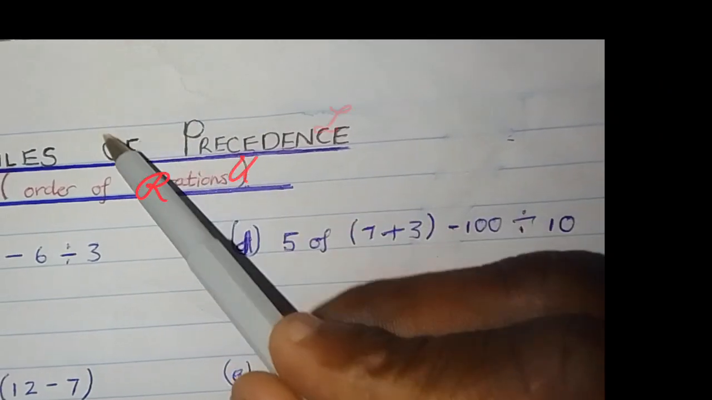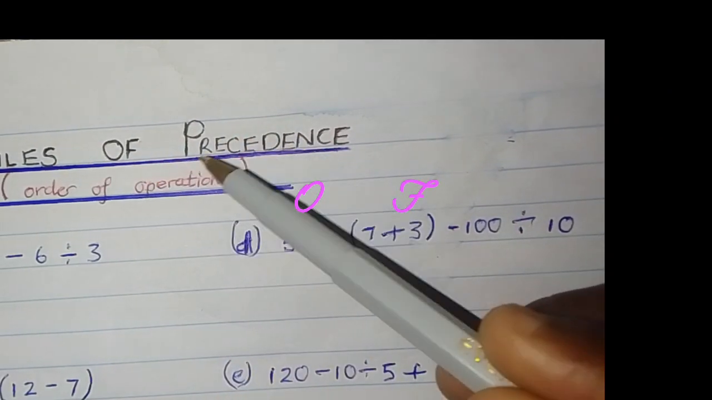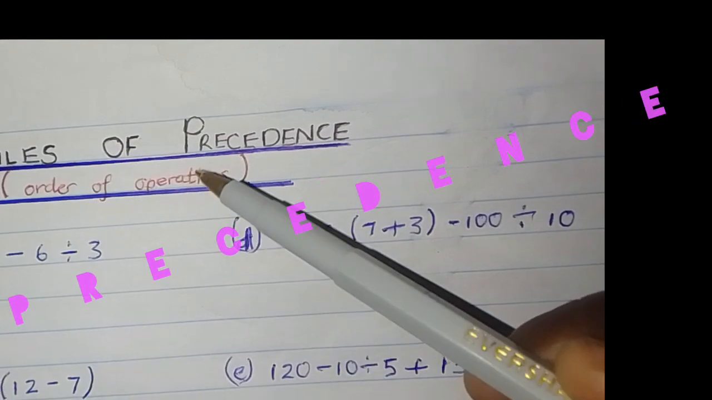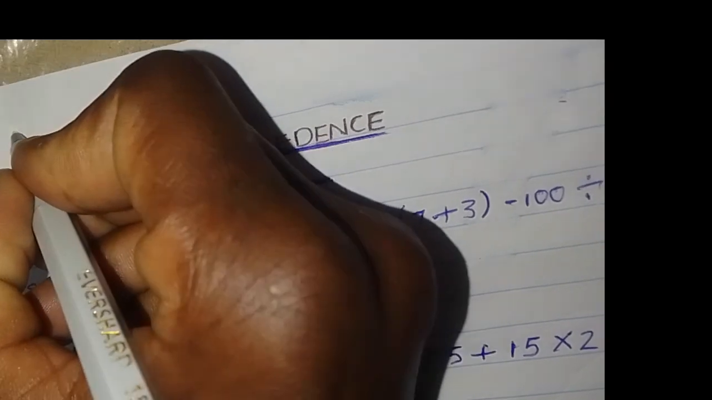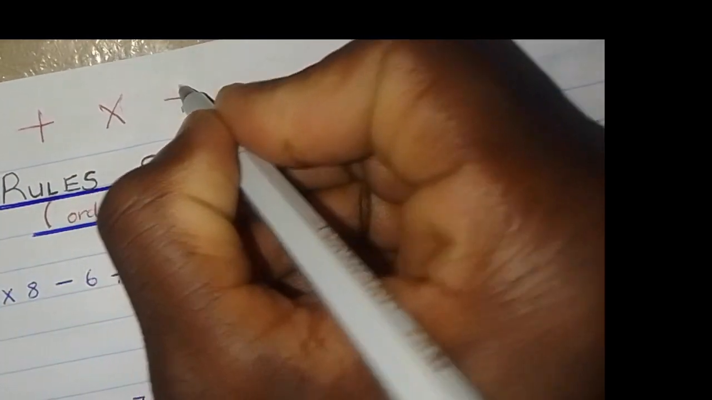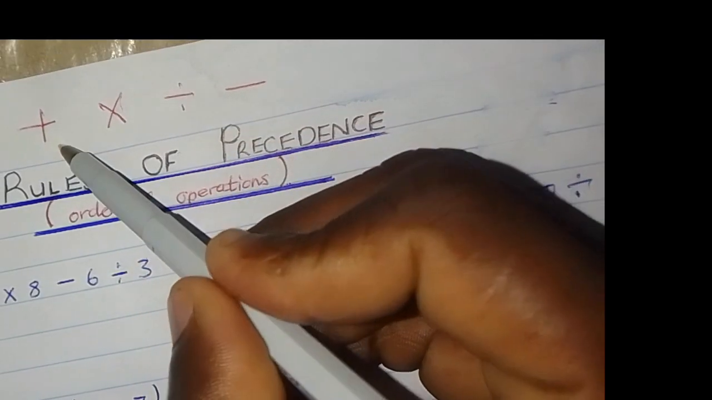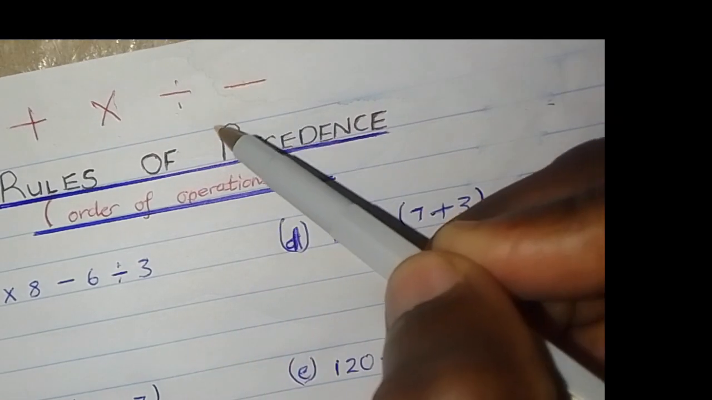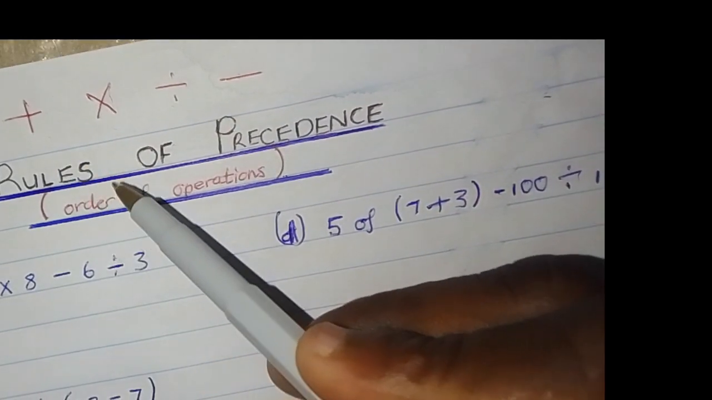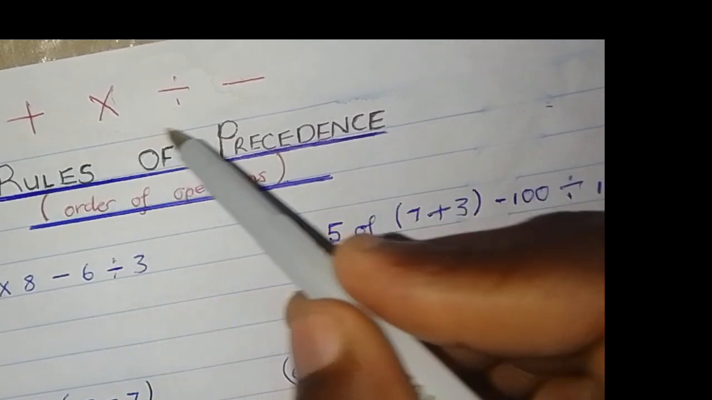In today's video lesson, we are going to look at rules of precedence, or what is known as order of operations in other textbooks. In mathematics, we have four basic operations: addition, multiplication, division, and subtraction. I'm sure that we can all add, multiply, divide, and subtract. But there is sometimes confusion when you are given a math problem that involves all these operations.